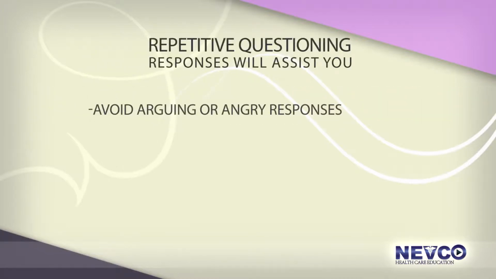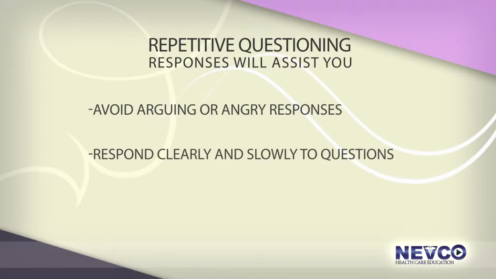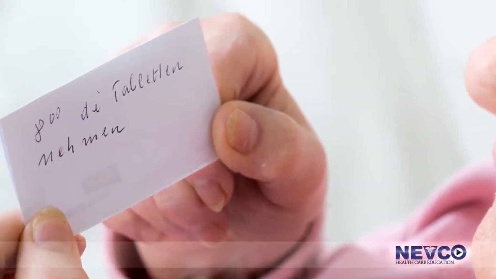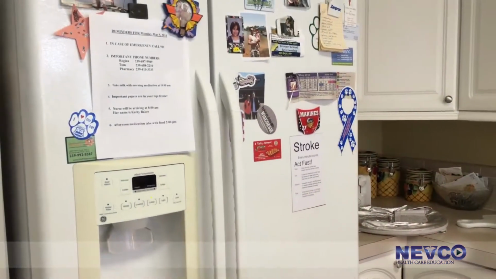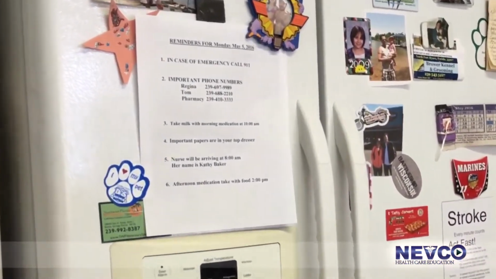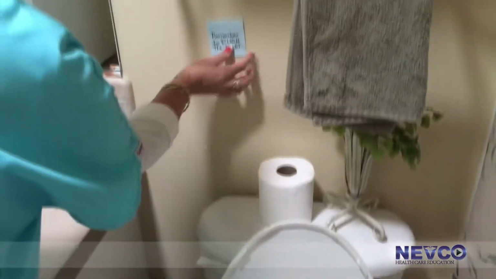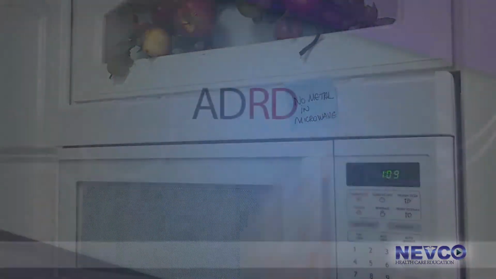Avoid arguing or any angry responses. Respond clearly and slowly to questions. Have the person repeat what you have said. Have the person write down the answer, such as the day of the week or the date, on a post-it note or in a tablet. When unable to write, leave short notes around about the details of the day or with the answers to commonly asked questions, as this may help with some repetitive questioning.